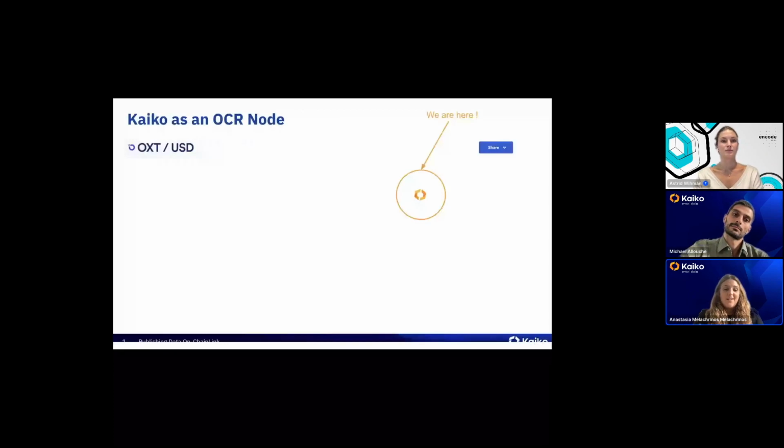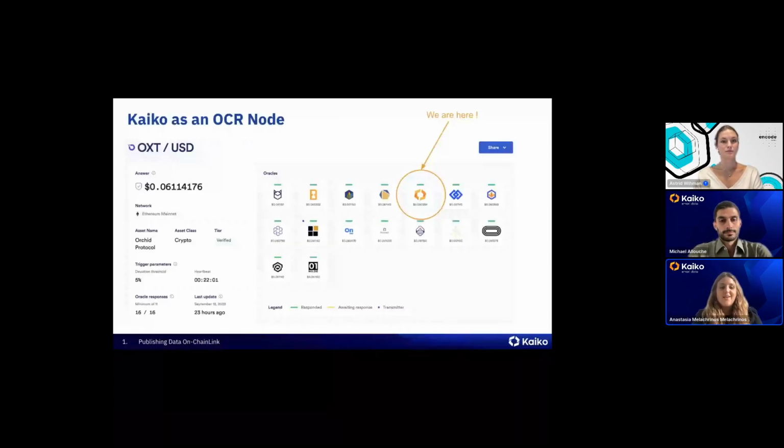So this is what it looks like on the Chainlink side when it comes to the data for a given crypto pair. There is one OCR environment per pair for price data. This is for the OXT USD pair, and as you can see, you have a set of data providers who are selected by Chainlink. Their number can vary from one pair to the other, depending on the nature of the pair. And as you can see, we have Kaiko here, who publishes data for this specific pair.